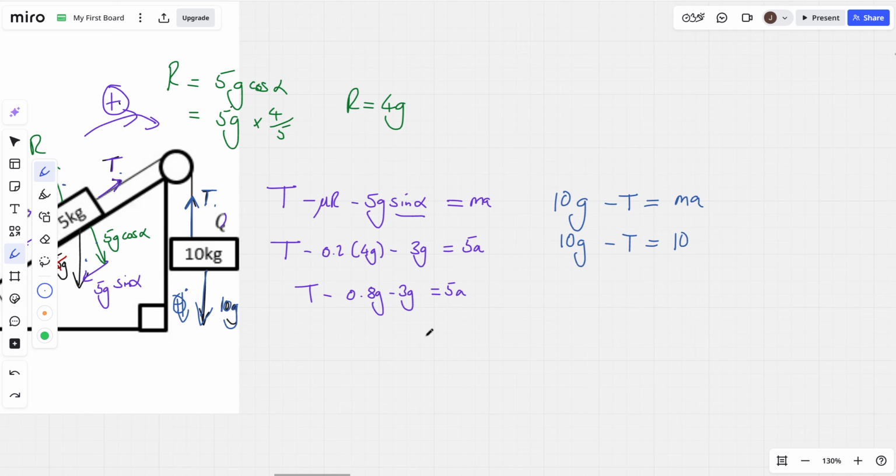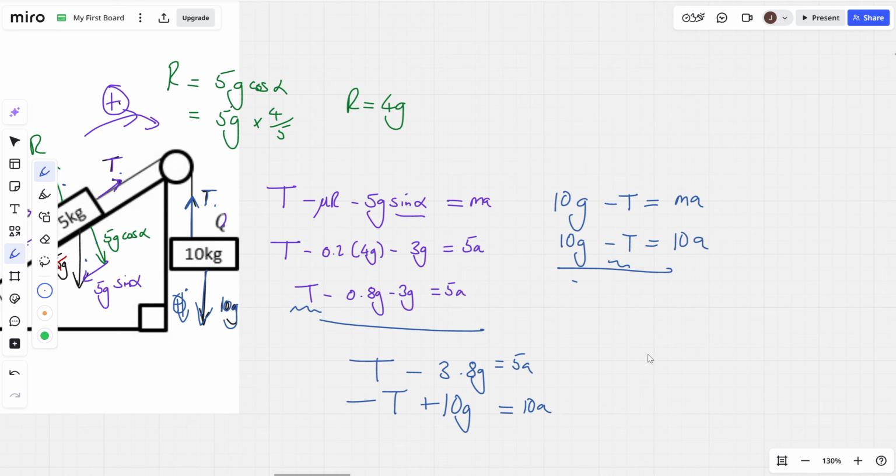There we go. So you end up with two equations, and we're going to add them together. Adding them together tends to be the best way to do it because there's a positive T and a negative T, so if you add them together, the T's will be eliminated. So T minus 3.8g equals 5a and, in fact, I could even write it like this so you can see what's going on a little better: 10g minus T equals 10a. If you add those together, you will get 6.2g equals 15a.